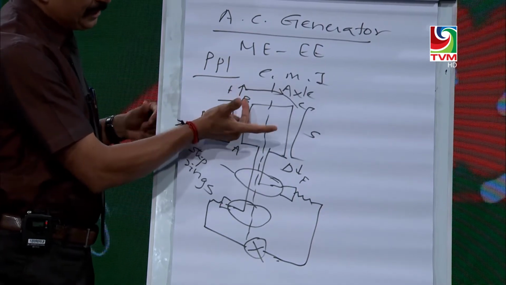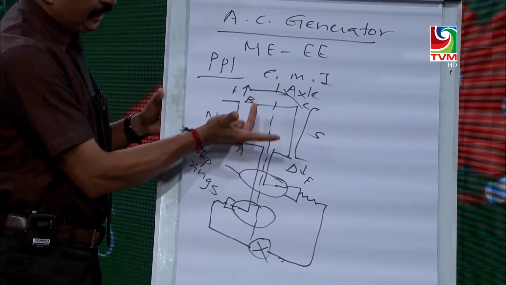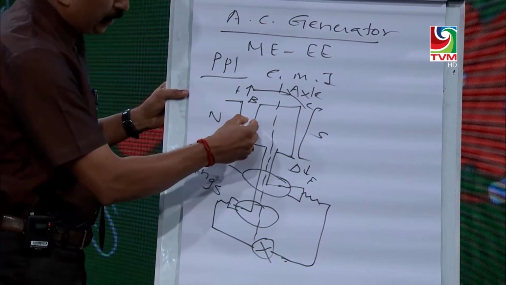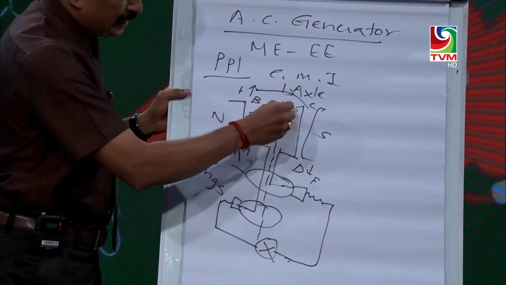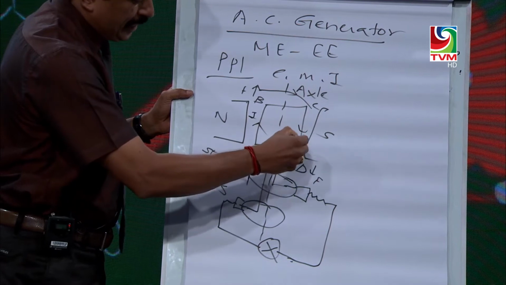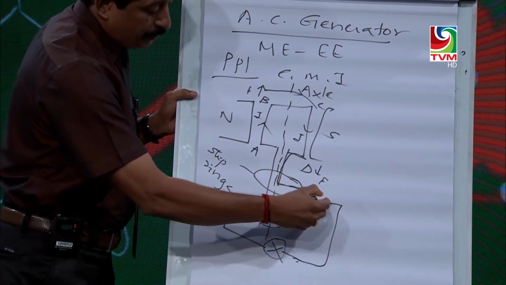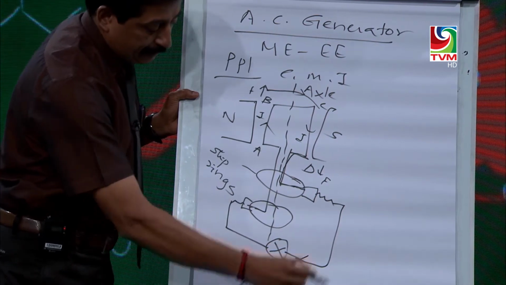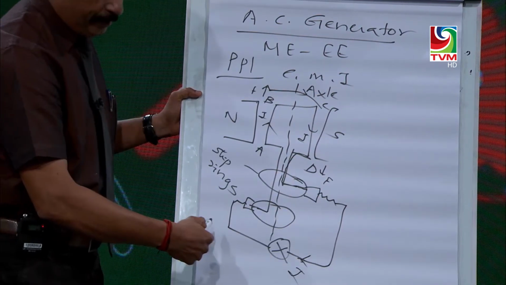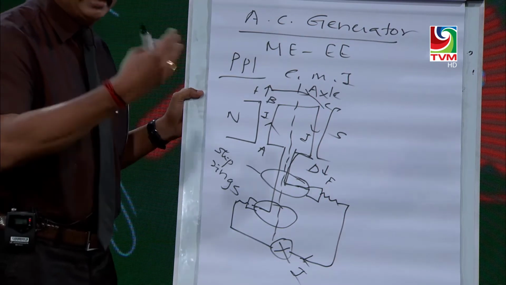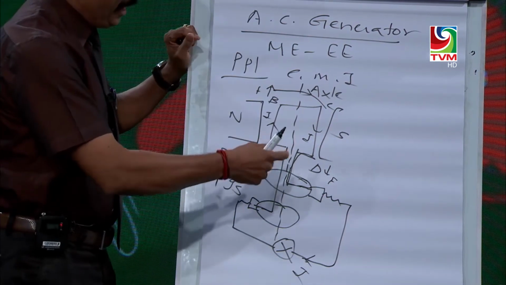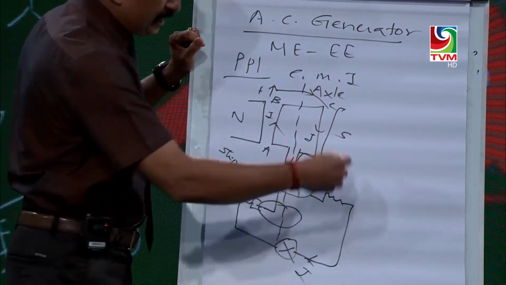Upwards is in this case out of the board. So the induced current is from A to B, and on this side it is from C to D. That current comes this way, and through the carbon brushes it goes to the left side of the board. When it turns again 180 degrees, what will happen? The current direction will change.